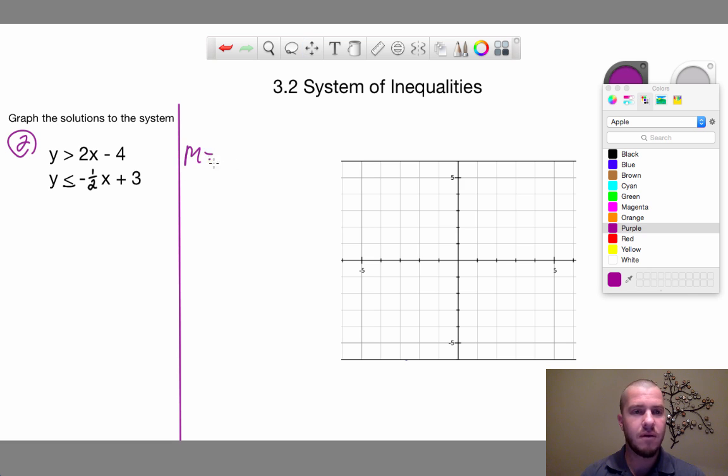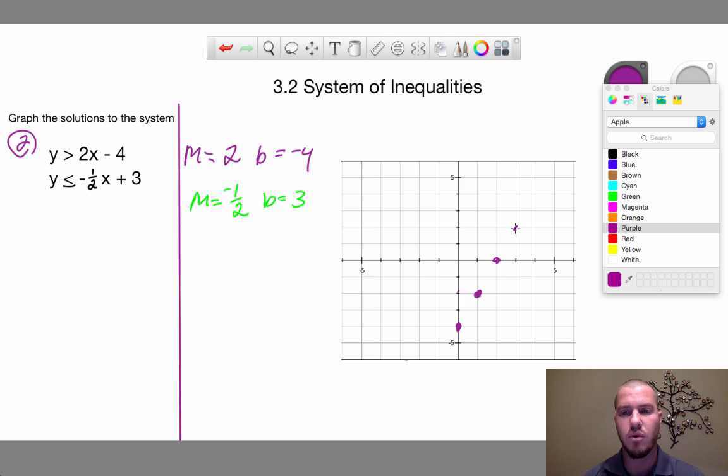My m for the first one is 2. My b is -4. My second one, let me use a different color. We'll use, let's say, green. My m is -1/2. My b is 3. So when I'm graphing the first one, the y-intercept is at -4. Up 2, rise 2, run 1 to the right. Make sure that's a positive slope like it's supposed to be. It is. Rise 2, run 1.